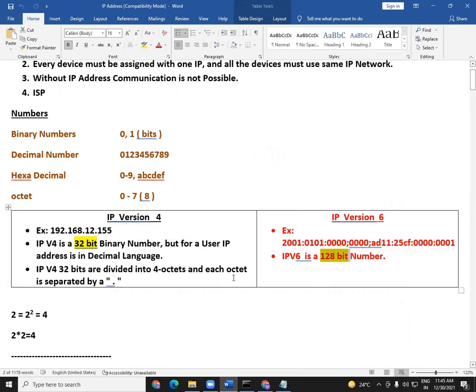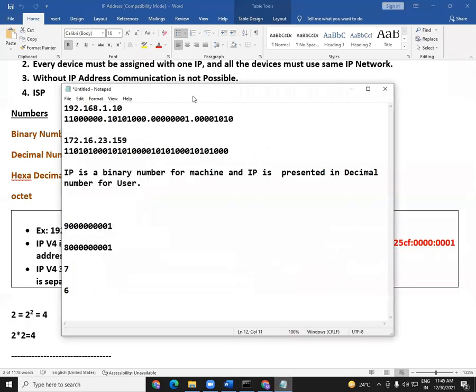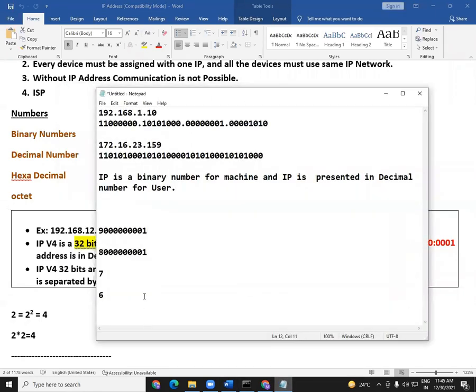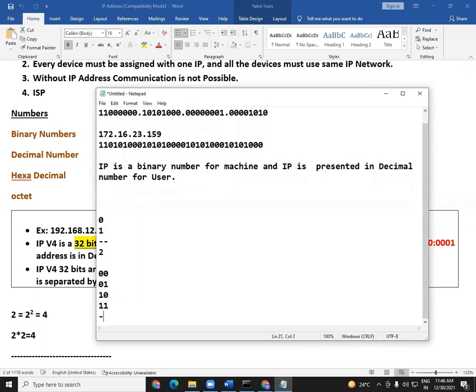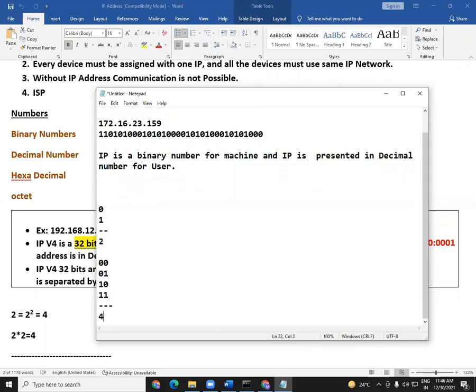So what exactly does this bits mean? For example, if there is one bit 0, the other bit can be 1. So how many combinations we got here totally? 2 combinations, right? Now, for example, you are taking 2 bits 0, 0. Let us see how many combinations we will get. 0, 1, 1, 0, 1, 1. So totally how many combinations I got? I got totally 4 combinations.